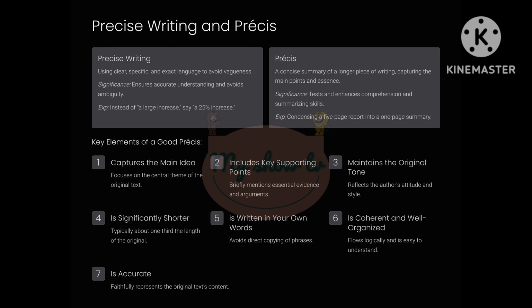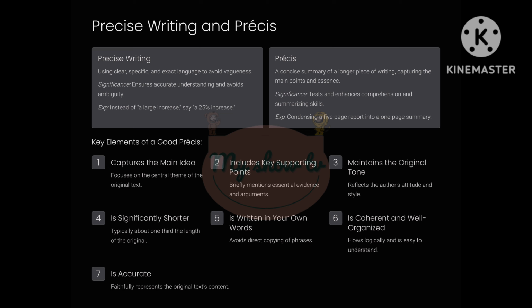Slide 4. Precise writing and précis. Now, let's discuss two important aspects of effective writing: precise writing and creating a précis. Precise writing is about using language that is clear, specific, and exact. It means avoiding vague or ambiguous words and choosing terms that convey your meaning accurately.